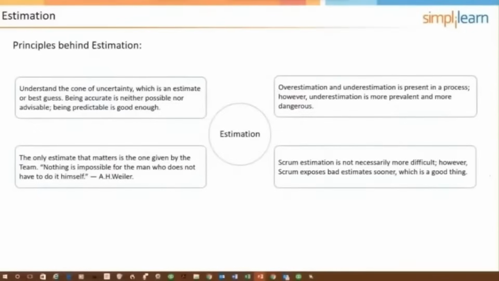Okay, so estimation. Let's start at the top left. The principles behind estimation. Understand the cone of uncertainty, which is an estimate or best guess to begin with, and then progressively becomes more accurate.